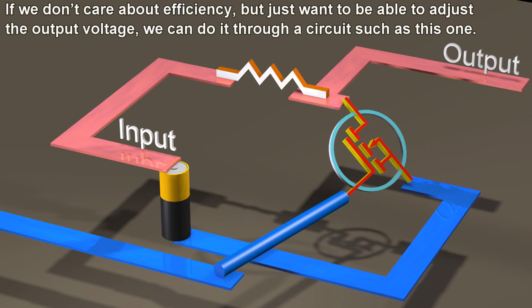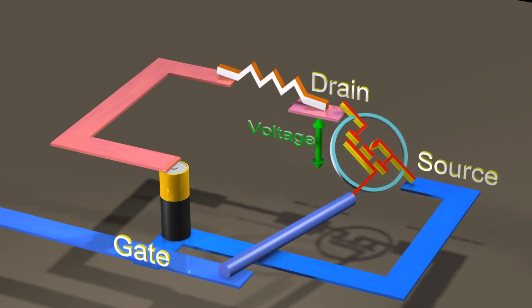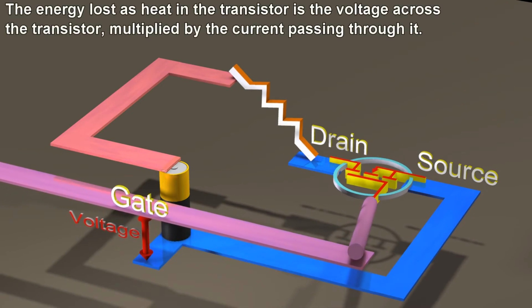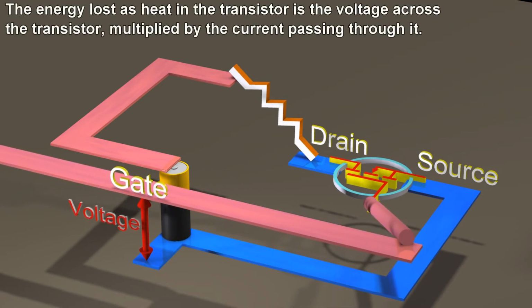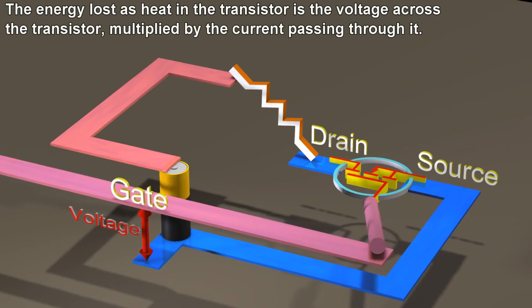If we don't care about efficiency, but just want to be able to adjust the output voltage, we can do it through a circuit such as this one. The energy lost as heat in the transistor is the voltage across the transistor, multiplied by the current passing through it.